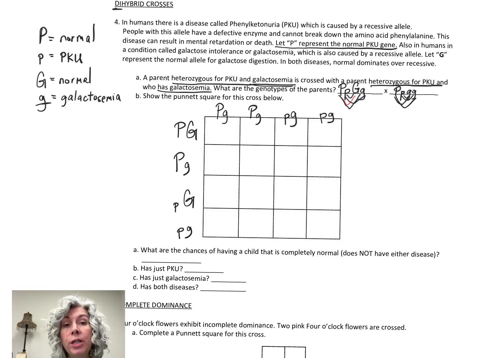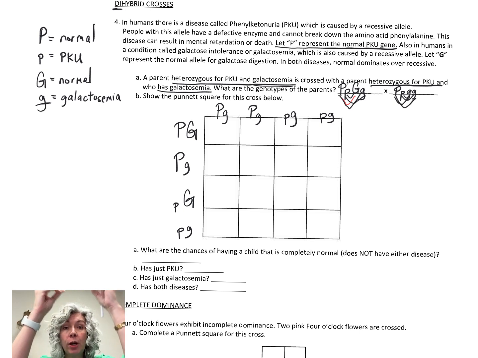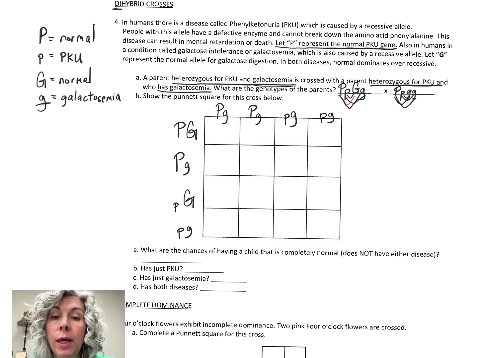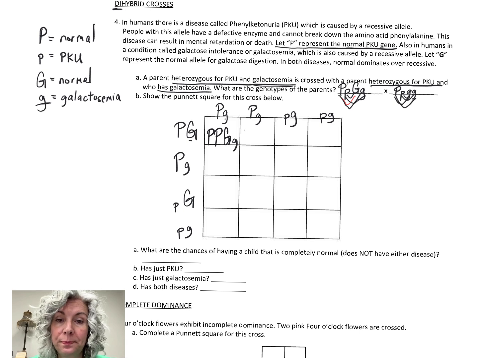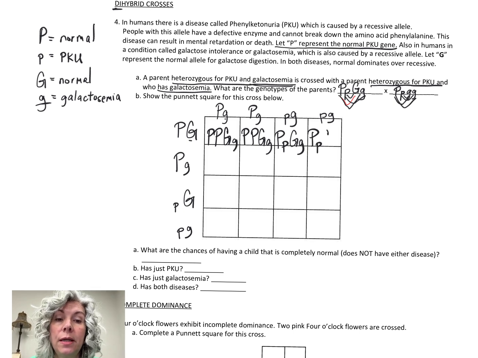P's first, G's second. The rule that supersedes capitals is always keep your traits in order. So what trait is coming first? The PKU trait, that's coming first. So I'm going to go capital P, capital P, capital G, lowercase g. Capital P, capital P, capital G, lowercase g. Capital P, lowercase p, capital G, lowercase g. Capital P, lowercase p, capital G, lowercase g. There we go.